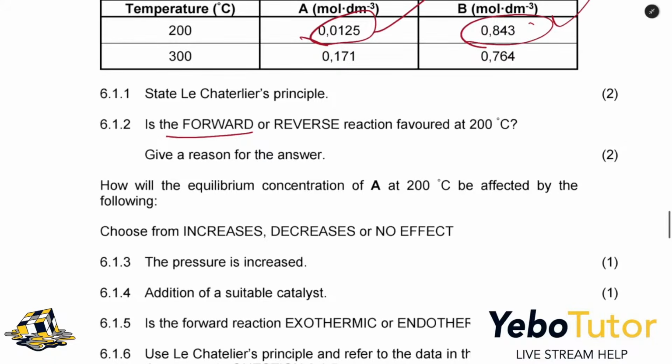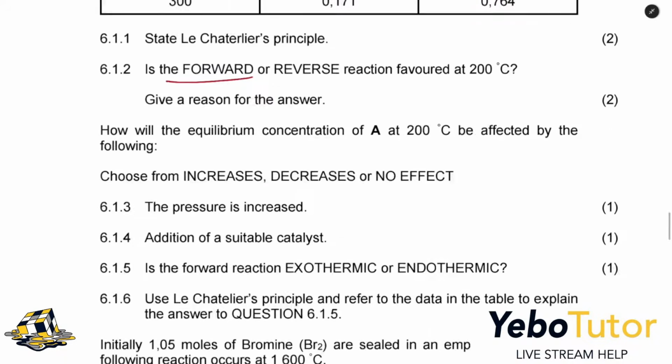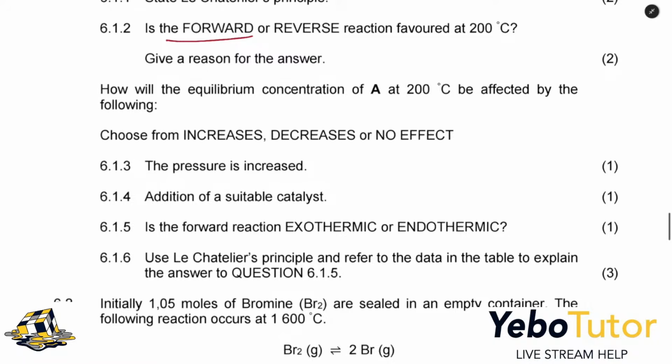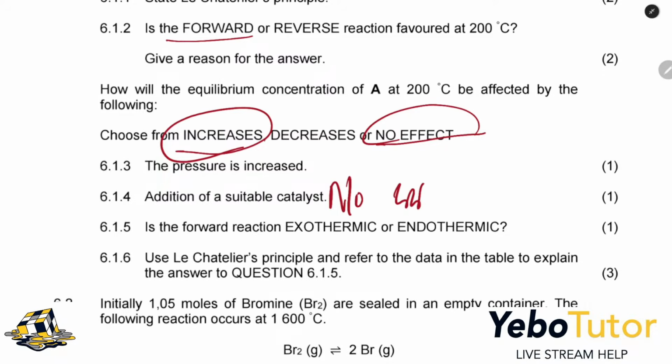How would the equilibrium concentration of A at 200 degrees Celsius be affected by the following? Choose from increase, decrease, or no effect. If the pressure is increased, guys, when you increase the pressure, definitely it will also increase. If there is an addition of a suitable catalyst, definitely there won't be any effect, because the catalyst is there to speed up the reaction. So this will just be no effect.